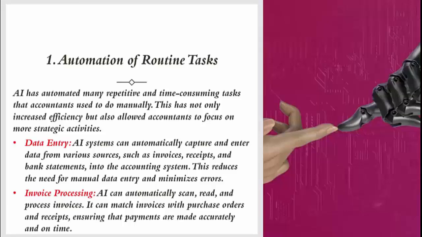Data entry. AI systems can automatically capture and enter data from various sources, such as invoices, receipts, and bank statements, into the accounting system. This reduces the need for manual data entry and minimizes errors. Invoice processing. AI can automatically scan, read, and process invoices. It can match invoices with purchase orders and receipts, ensuring that payments are made accurately and on time.